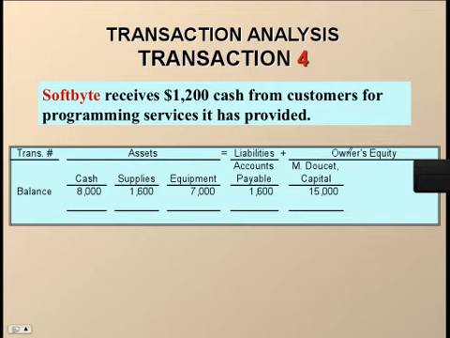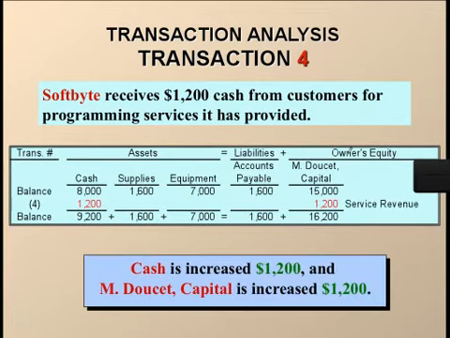Transaction number 4, SoftBite receives $1,200 cash from customers for programming services. So now our cash went up, this is a positive number here, and our owner's equity is going to go up. In particular, this is a revenue account, we're going to call it service revenue. And our left side equals our right side. Our left side went up and our right side went up $1,200.